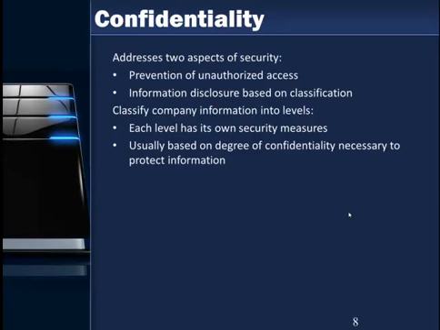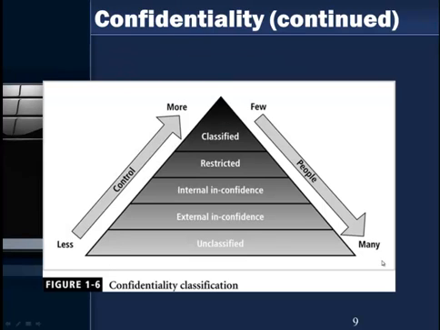The security measures for something that's classified as secret are going to be different from those that are classified as top secret, and so forth and so on, depending upon the classification scheme that you have, and usually based on the degree of confidentiality necessary to protect the information. So in other words, the more value that we place on that particular piece of information, the more security controls that we're going to place around that, which seems fairly intuitive.